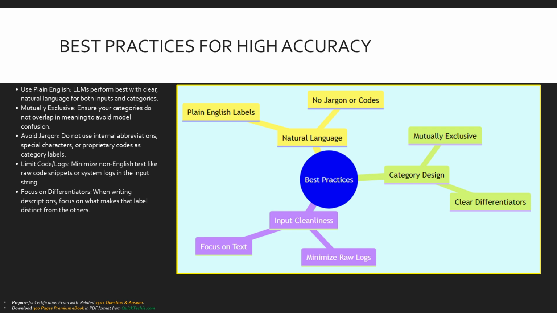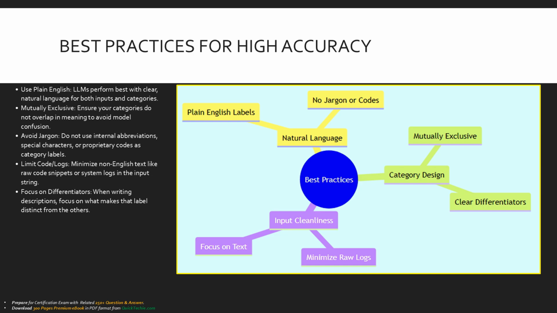First, use plain English. LLMs are trained on natural language, so avoid using internal company jargon, special characters, or obscure codes like Cat1A for your labels. Name the category hardware failure instead. Second, ensure your categories are mutually exclusive. If you have a category for billing and another for invoices, the model will get confused because they mean the same thing. Combine them or clearly differentiate them in the descriptions.